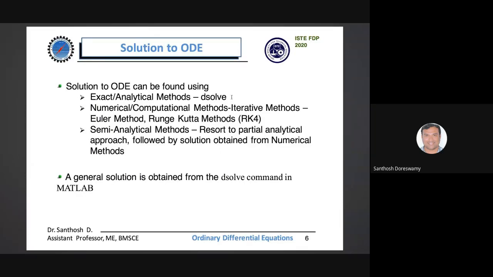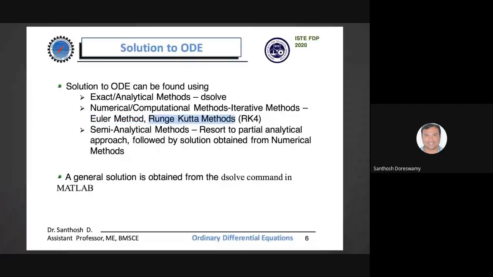These methods use a successive estimation of the derivatives, by using a certain time step or space step. So you will use a time step or a space step to solve these ODEs using numerical methods. Examples of these numerical methods are the Euler method and Runge-Kutta methods.